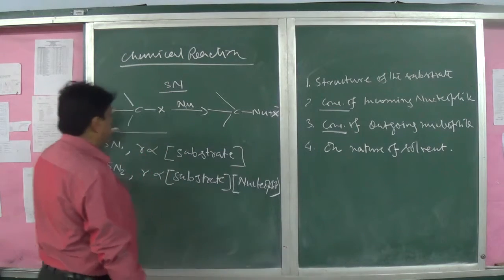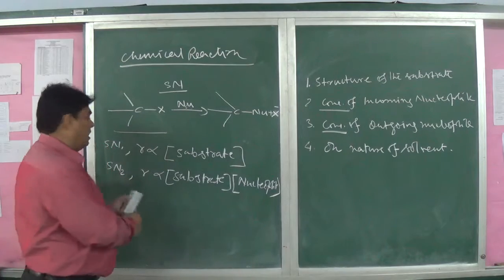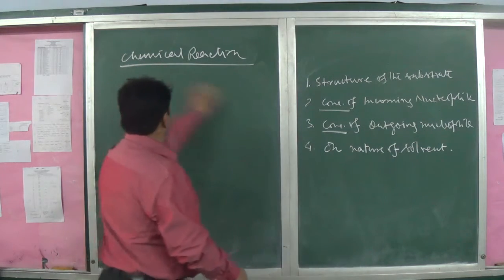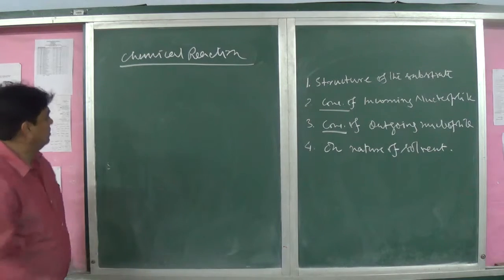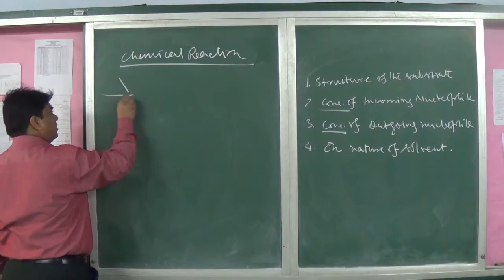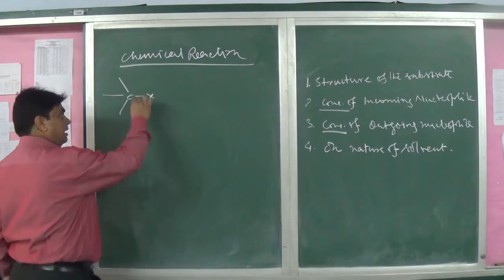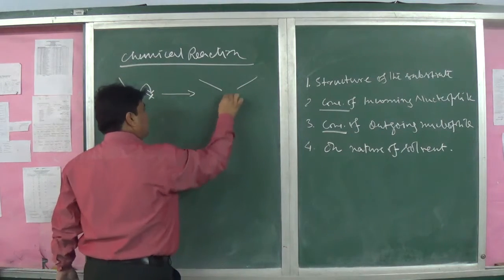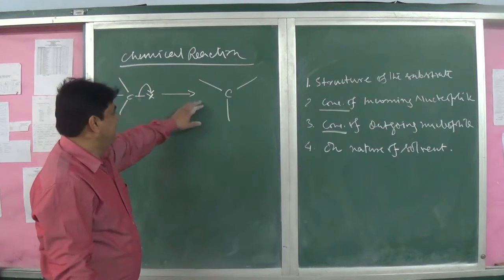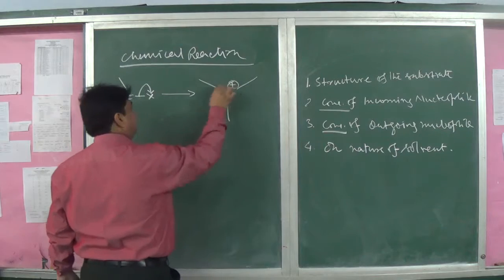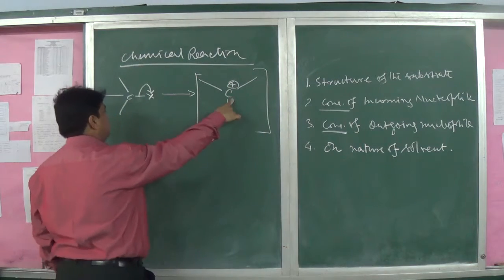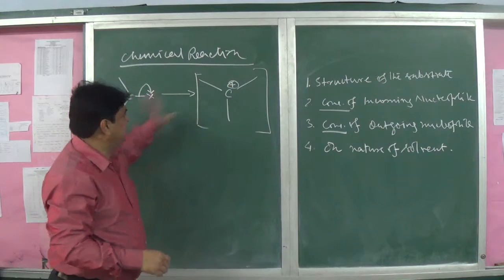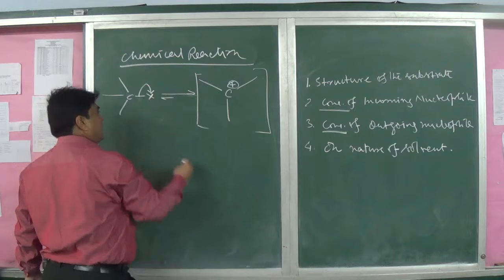In the first case, the SN1 reaction, if we start the mechanism, you find this bond undergoes heterolysis, resulting in the formation of a planar carbocation. This one is a positively charged carbon cation. This is sp2 hybridized and this one is sp3 hybridized. In that case, the first step is a slow step. And then what is the second step?